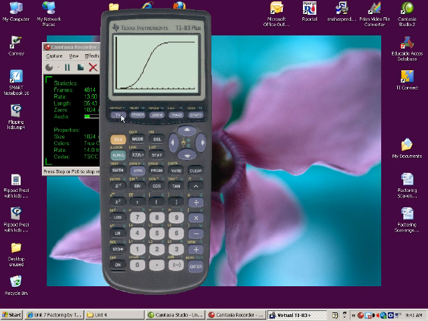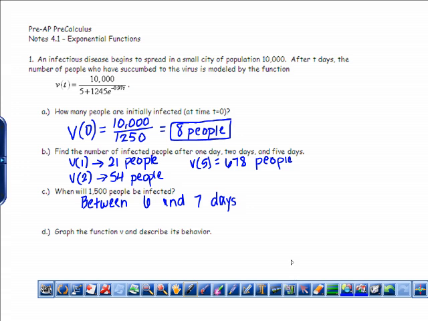So if we want to find the answer to part C exactly, when will 1,500 people be infected, we need to type in 1,500. This will give us a horizontal line, and we're going to find the intersection. That'll give us the time. Now we know it's between 6 and 7. Find the intersection exactly. That's going to give us 6.821 if you want to get real specific. Okay, so we'll say when t equals 6.821, and that's in days.